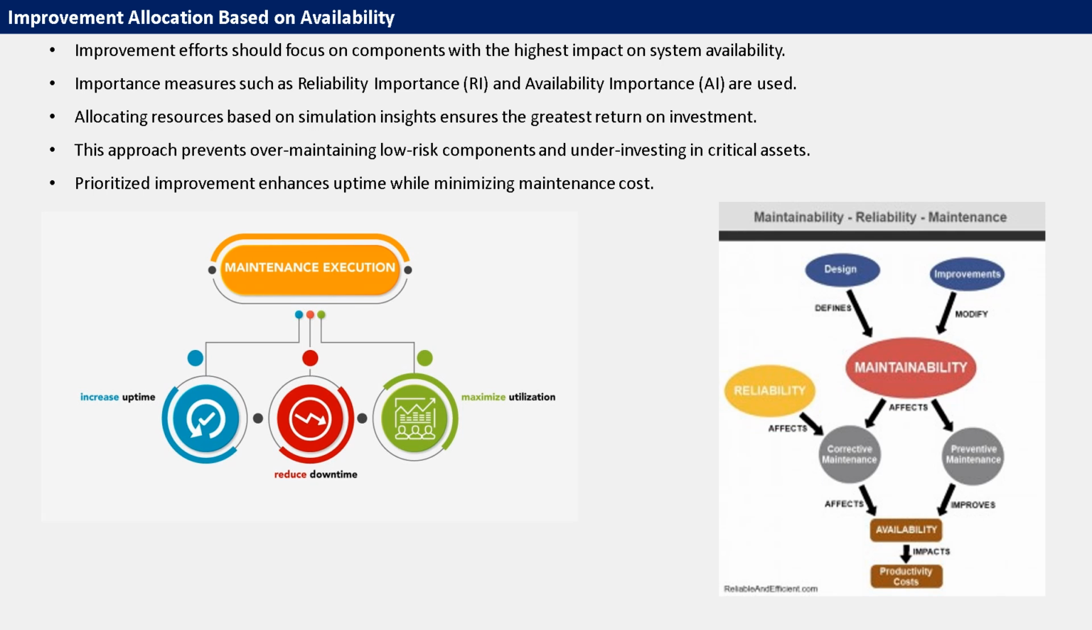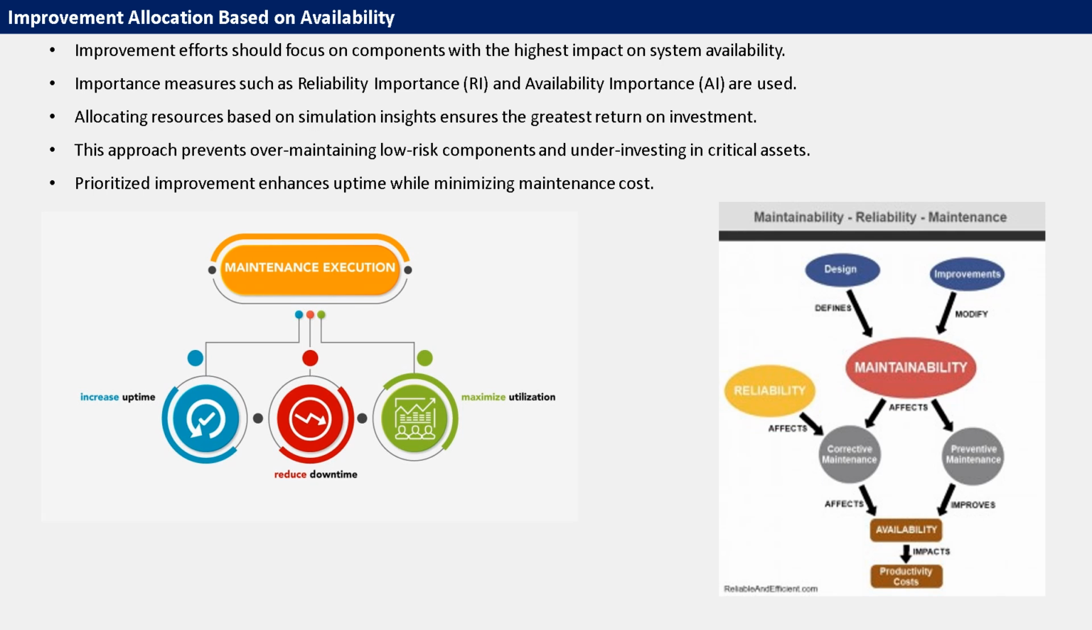Improvement allocation based on availability is about using data to decide where to focus reliability and maintenance improvement efforts for maximum impact. Instead of treating all equipment equally, this approach identifies the specific components that most directly affect the overall system's uptime. These components become the top priorities for investment, redesign, or enhanced maintenance.